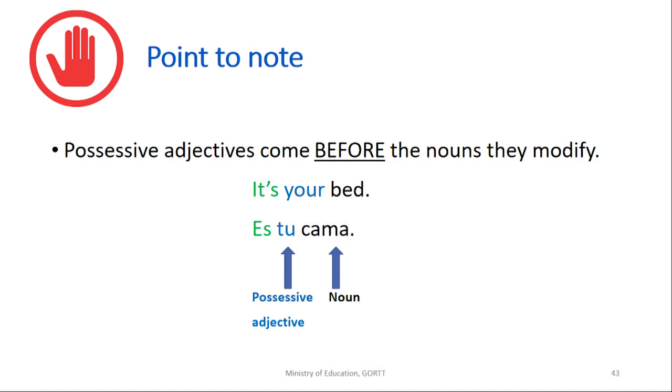It's very, very important to note that possessive adjectives come before the noun that they modify. So if I'm saying it is your bed, I say es tu cama. The possessive adjective comes before the noun at all times.